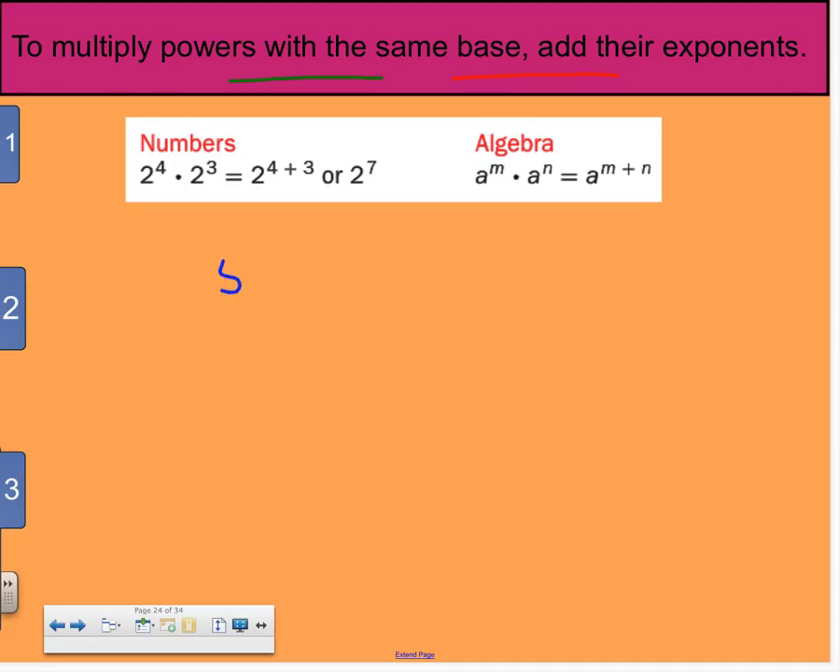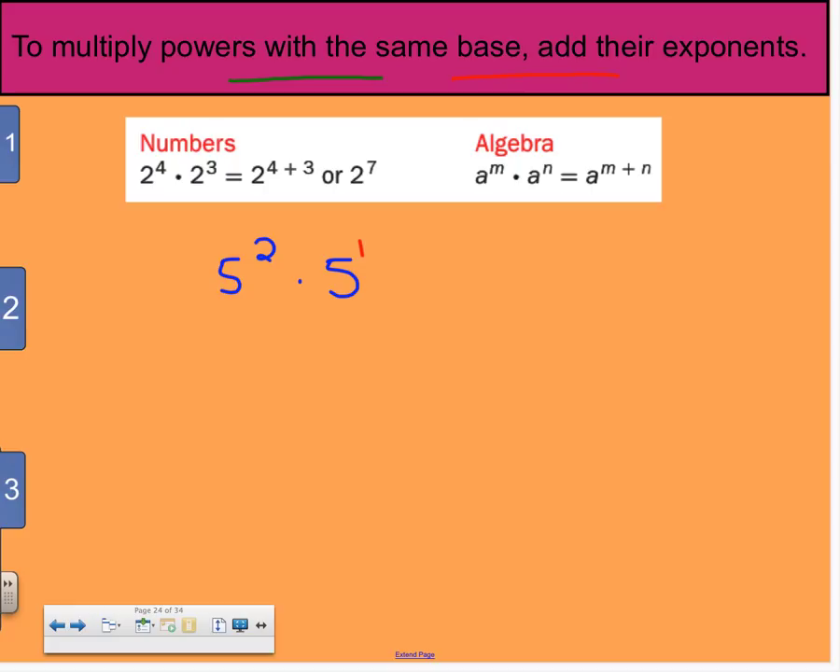Example 1 says 5 squared times 5. This can be confusing sometimes because we've got the same base, but we only see one exponent. What we need to remember is when we have the number 5 all by itself, it does have an exponent. We just don't see it. When you don't see the exponent, what is the exponent? It is 1. I would suggest whenever you have a base by itself to go ahead and write the exponent 1 in. That will be helpful.